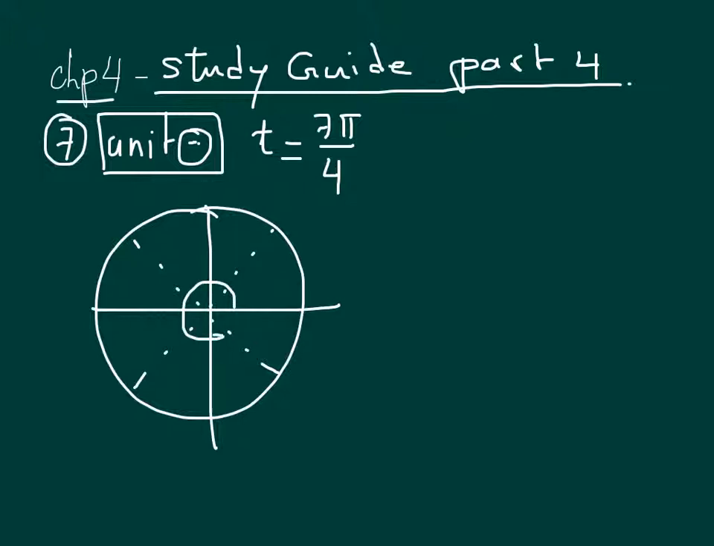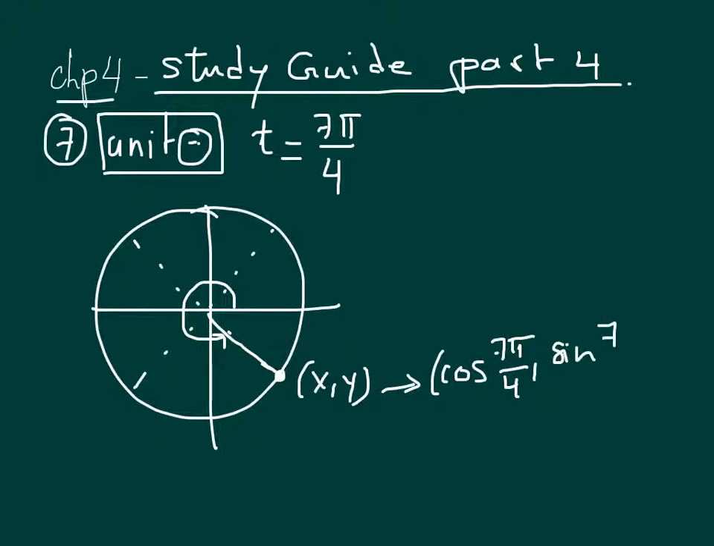It goes from here to here. There is a point on the circle here. It's x, y they want you to find. Now, just because they said it's a unit circle, this is the cosine of 7 pi over 4 and the sine of 7 pi over 4.